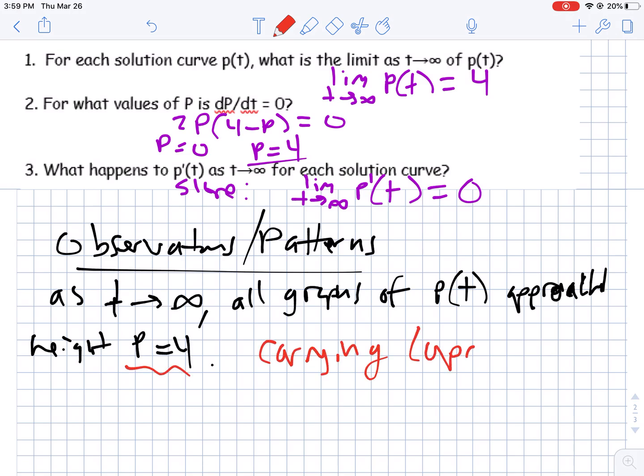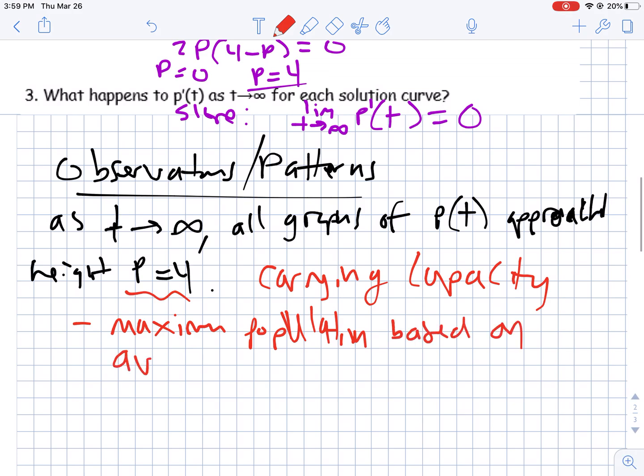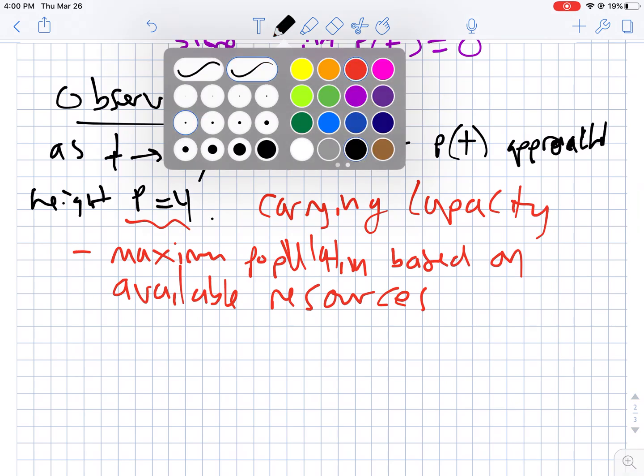Okay. And what a carrying capacity represents is the maximum population based on the available resources. So in terms of a real life thing, it's like how many wolves can this area support just based on how much food there is, how much space, how much shelter, that kind of thing. How many rhinos can this support? That's the carrying capacity.